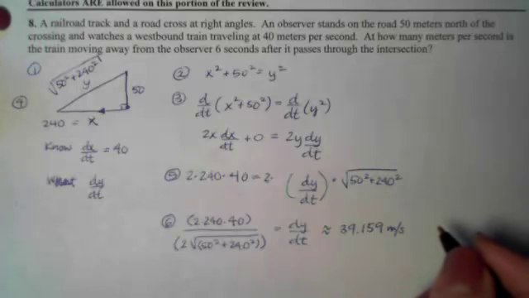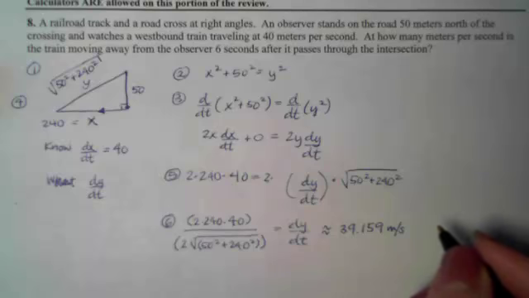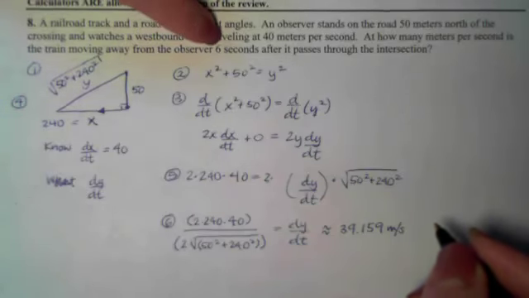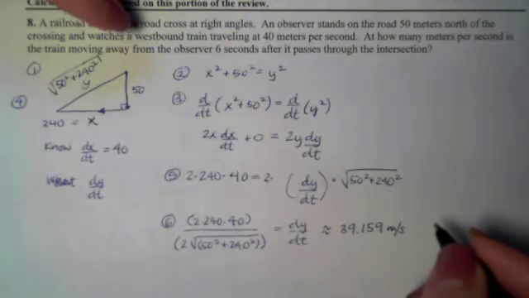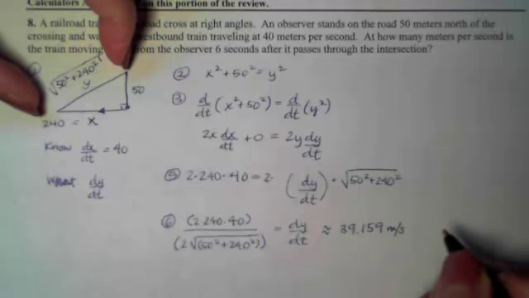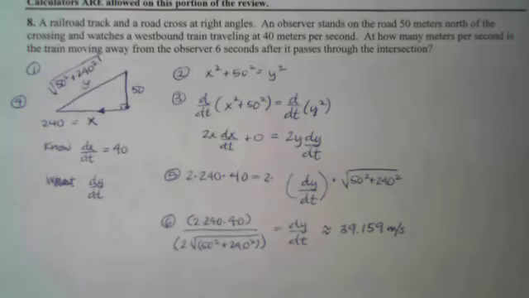Now this is going to be a multiple choice problem, so you will not have to put the interpretation, but if you were, you would say the train is moving away from the observer at a rate of 39.159 meters per second. Or you could say at the instant in question, or when the time is 6 seconds after the train has passed the intersection, this length y is increasing at a rate of 39.159 meters per second.